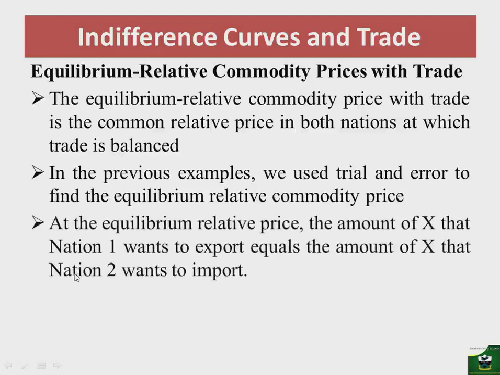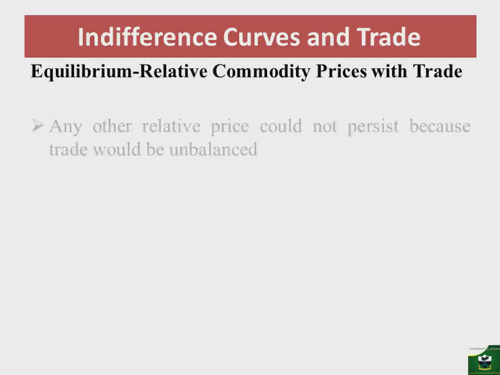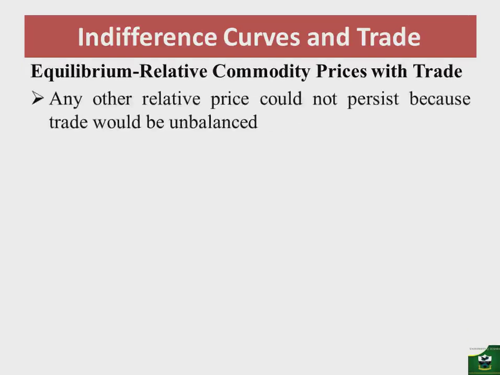So at the equilibrium relative commodity price, the amount of X that nation 1 wants to export must be equal to the amount of X that nation 2 wants to import. Because remember, we said that the export of one nation must be equal to the import of the other nation for the two nations to be in equilibrium. And as such, the opposite will be true, that at the equilibrium relative price, the amount of Y that nation 1 wants to import must be equal to the amount of Y that nation 2 wants to export. Okay, so with that then, any other relative price could not persist because trade would be unbalanced.